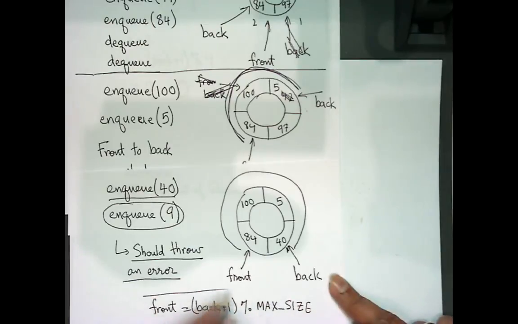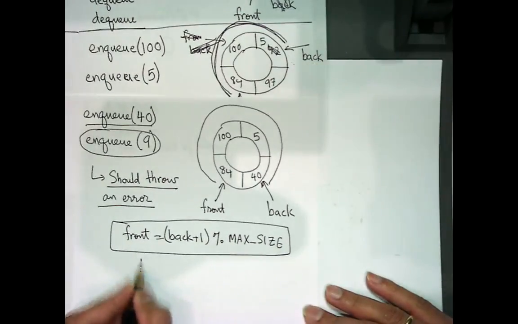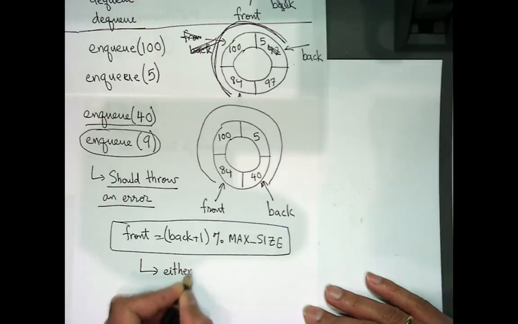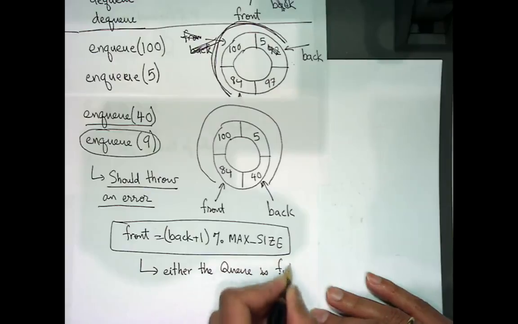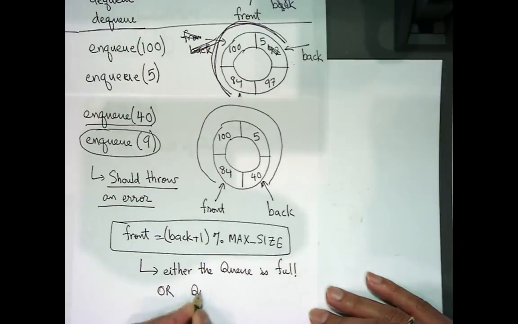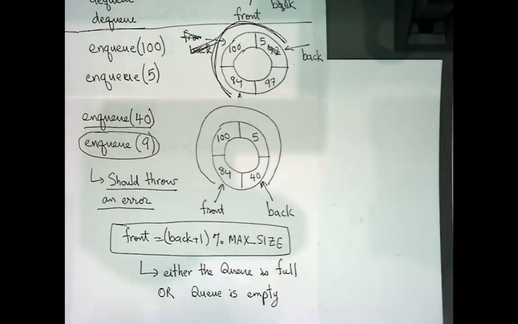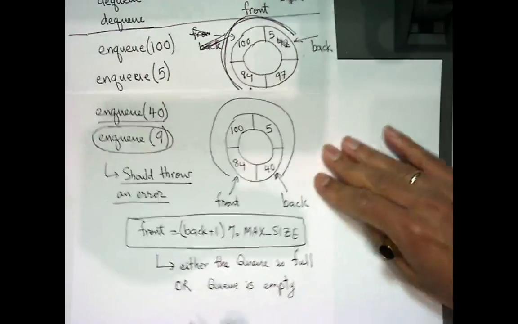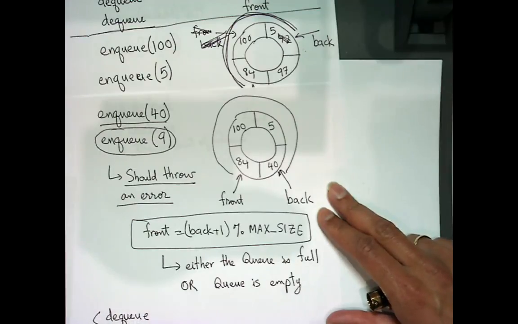So when this condition holds, you actually know that what happens is either the queue is full or the queue is empty, which is somewhat annoying because it would be nice if this detected that the queue was full, then you could throw an error based on that. But it also can happen if the queue is empty. So let's just see that. At this stage, let's do 4 DQs. 4 times.